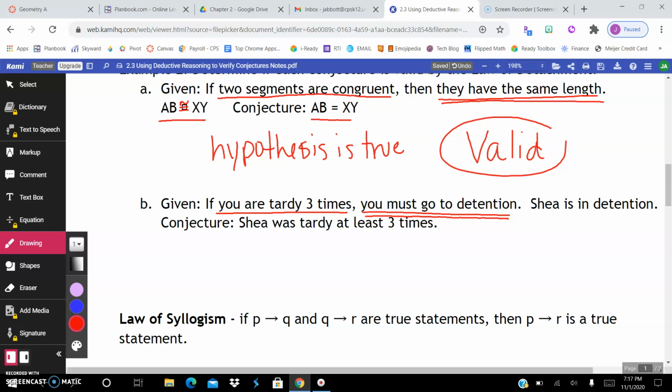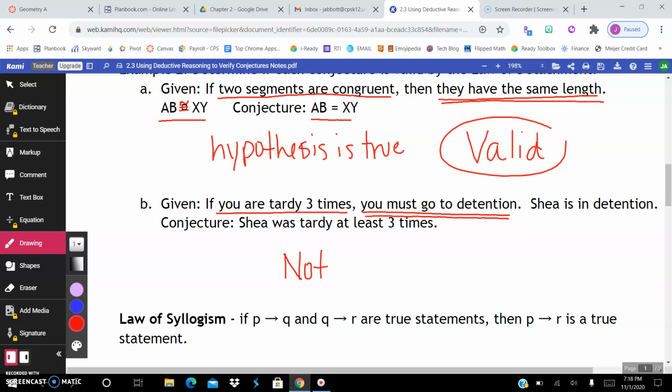And our hypothesis is if you're tardy 3 times, but we don't know that that is the reason that Shay is in detention. It just says she is in detention. So we can't prove that our hypothesis is true based on this statement. So therefore, Shay could be in detention for something other than tardies. So we are going to say that this is not valid.